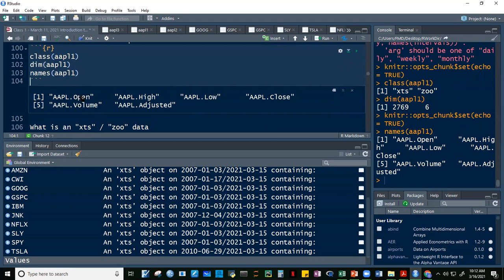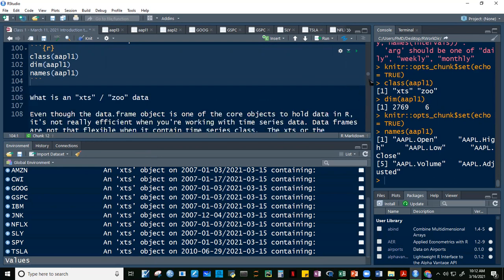Okay, so these are the columns, no? 1, 2, 3, 4, 5, 6. Variables also. Okay. So, a brief explanation of what an XTS object is.